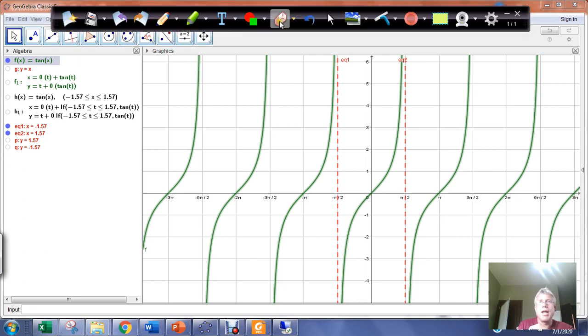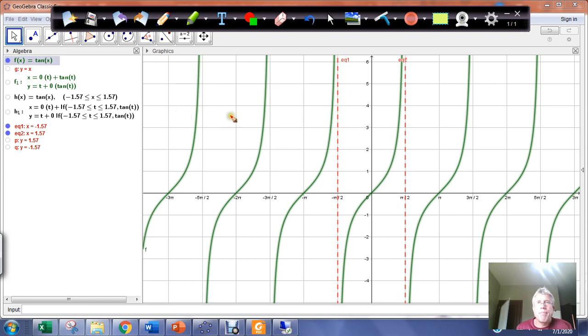And one way that we can verify that it's not one-to-one is to apply the horizontal line test, which we fail because the horizontal line intersects the tangent in more than one place. And because it fails the horizontal line test, it is a function that is not one-to-one and therefore is not invertible. It does not have an inverse.